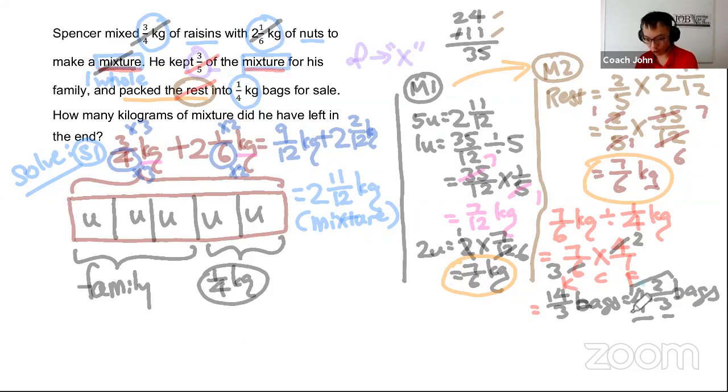So this is 4 whole, 4 complete bags, and then you know that this 2/3 of a bag cannot be used to fill up the 5th bag completely. So we need to take 2/3 times of a complete bag, which is 1/4. So this is actually 1 full bag. So we cancel, and that is actually 1/6 kg.